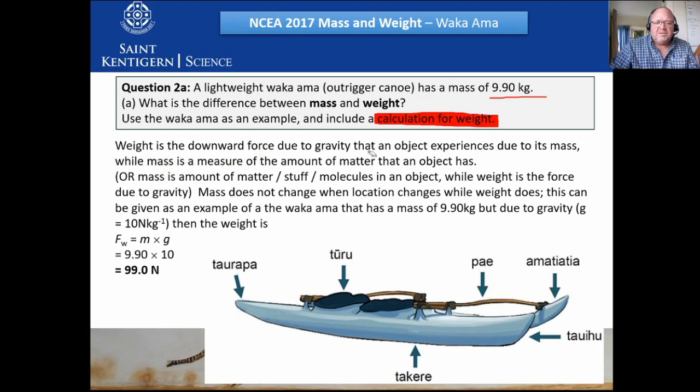Weight is the downward force due to gravity that an object experiences due to its mass, while mass is a measure of the amount of matter that an object has. Mass does not change when the location changes, while weight does. This can be given as an example of the waka ama that has a mass of 9.9 kilograms, but due to gravity, the weight force is m times g equals 9.9 times 10 equals 99 newtons.